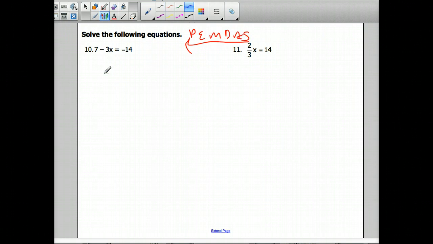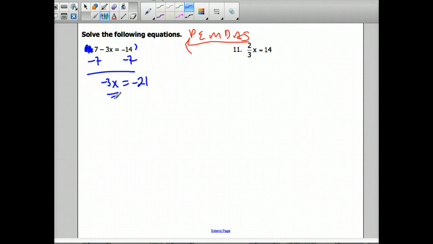So in this case, what I want to do is not confuse myself with that 10 there. It's just 7 minus 3x equals negative 14. I'm going to minus a 7 from this side. And that gives me negative 3x equals negative 21, right? 14 bad guys, 7 bad guys, 21 bad guys.